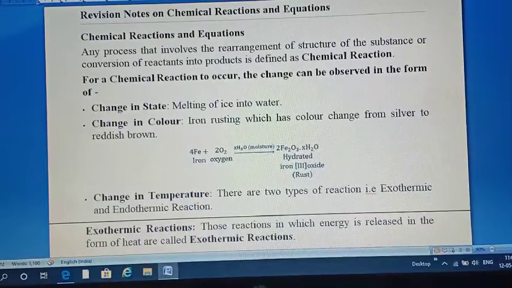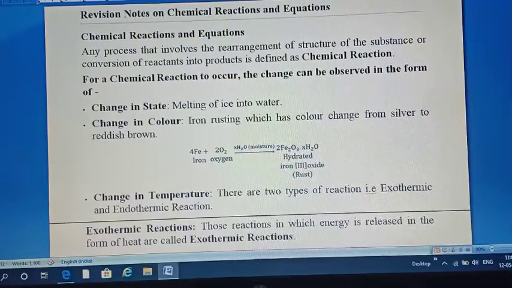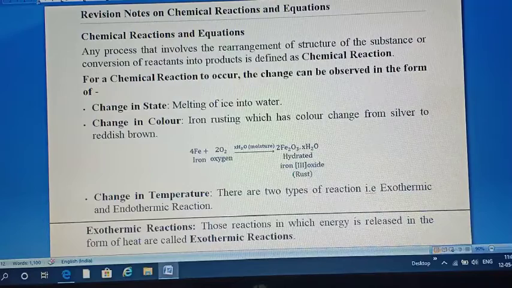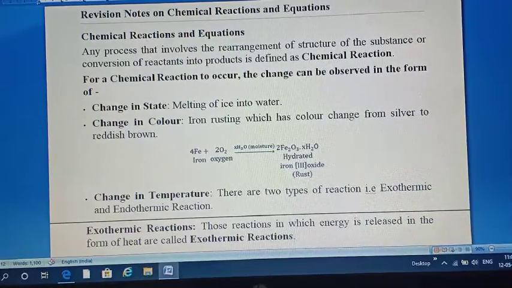Hello students, now let's revise chapter number 1, chemical reactions and equations. First of all, we study what a chemical reaction and an equation are. A chemical reaction means any process that involves the rearrangement of the structure of a substance, or the conversion of reactants into products.